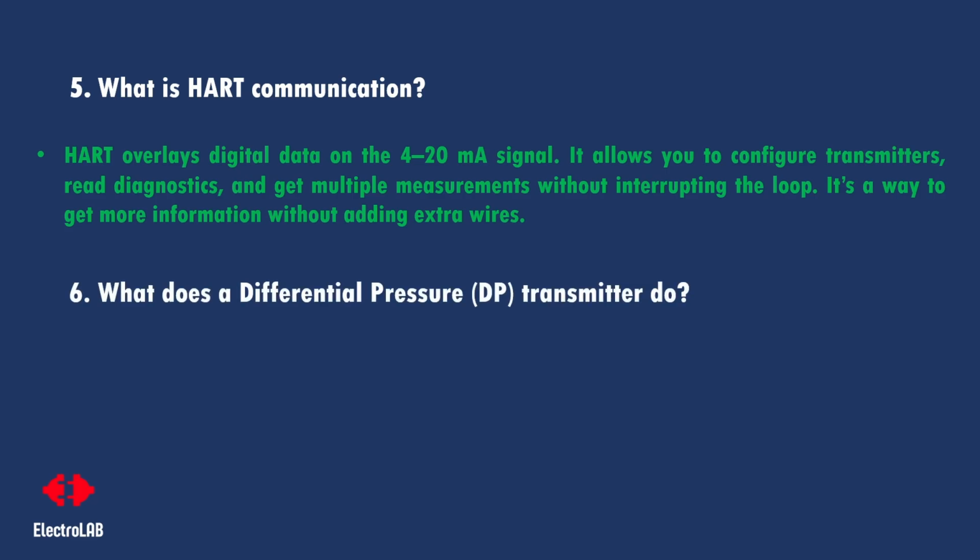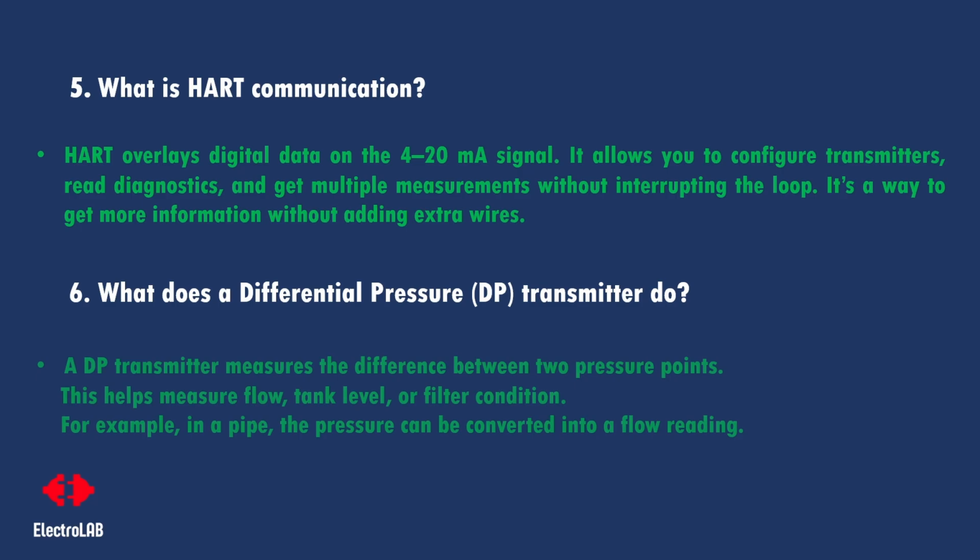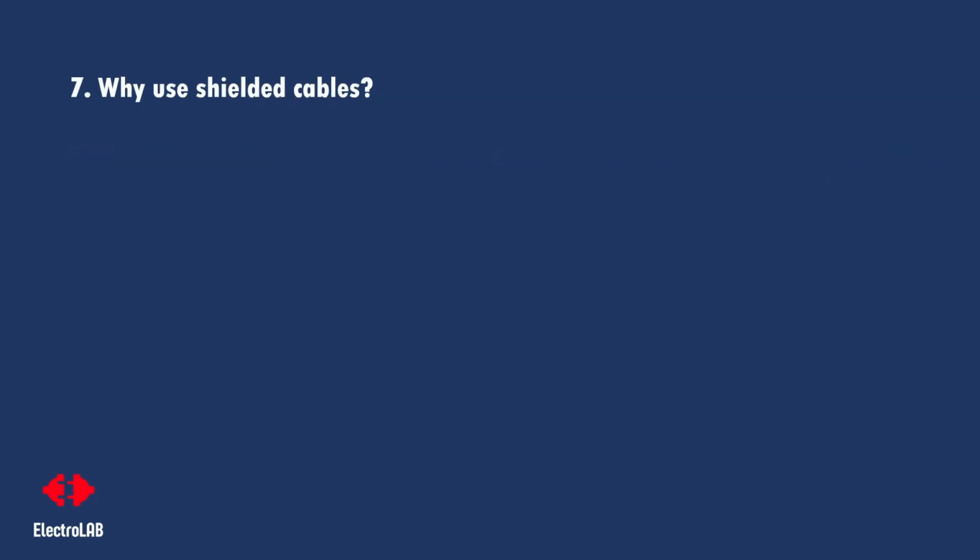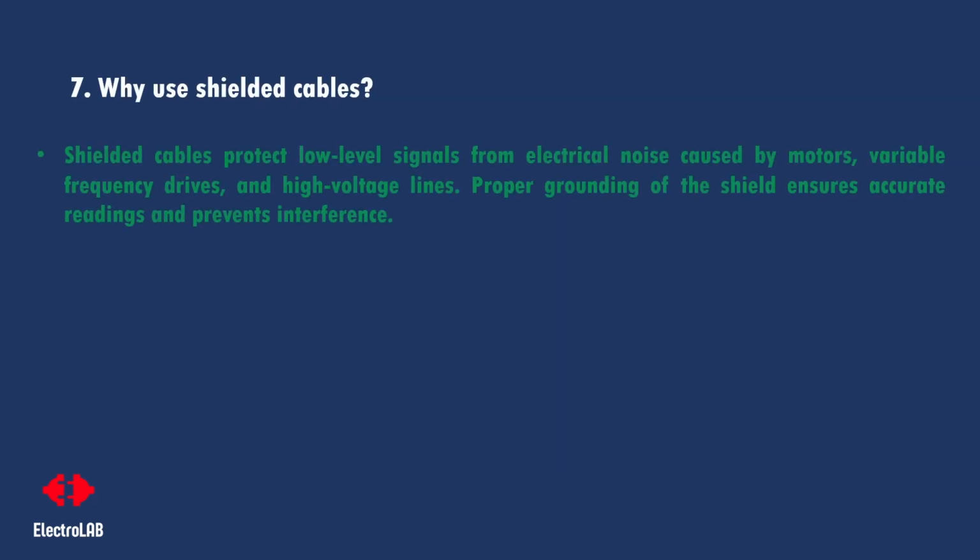What does a differential pressure (DP) transmitter do? A DP transmitter measures the difference between two pressure points. This helps measure flow, tank level, or filter condition. For example, in a pipe, the pressure can be converted into a flow reading. Why use shielded cables? Shielded cables protect low-level signals from electrical noise caused by motors, variable frequency drives, and high-voltage lines. Proper grounding of the shield ensures accurate readings and prevents interference.